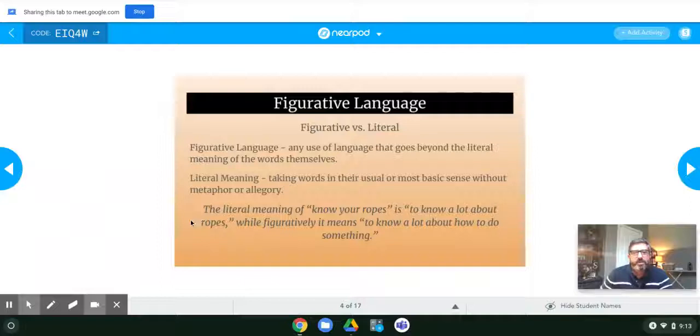So the literal meaning of know your ropes. Has anybody ever heard know your ropes? It's just a figure of speech. Anybody unmute and tell me if they've heard that? Anybody? Is anybody with me? Has anybody ever heard that phrase, know your ropes?